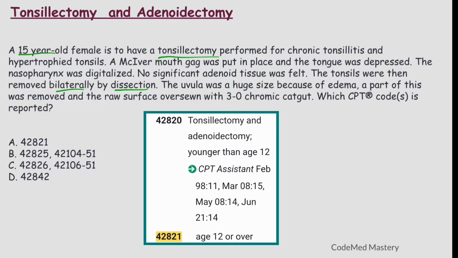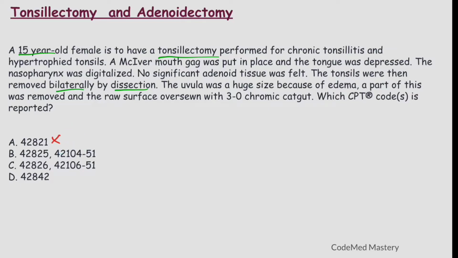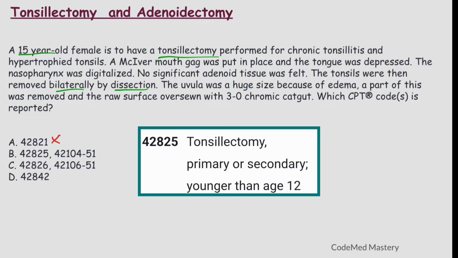So eliminate option A. Coming to option B, 42825, that is for tonsillectomy, primary or secondary, younger than age 12. In the scenario, there is tonsillectomy performed and the age of the patient is 15 years old. But 42825 is for younger than age 12. So we cannot use 42825. We'll eliminate option B. If one code is wrong, the entire option will be wrong.